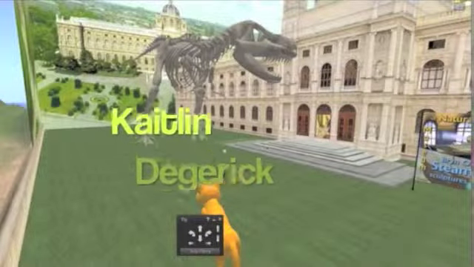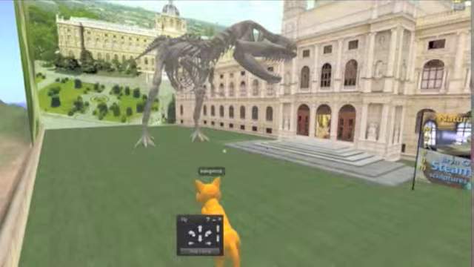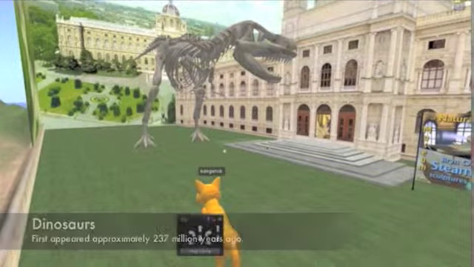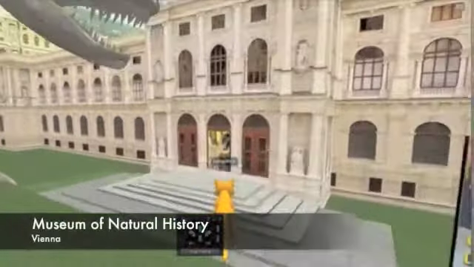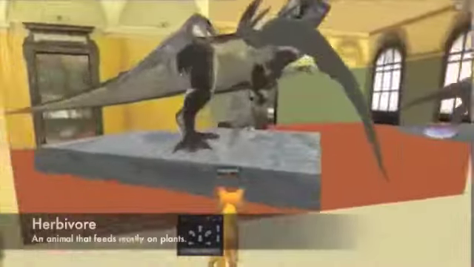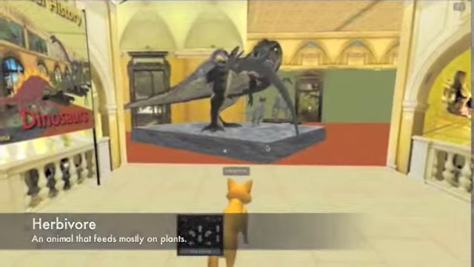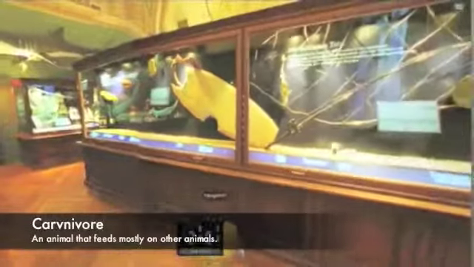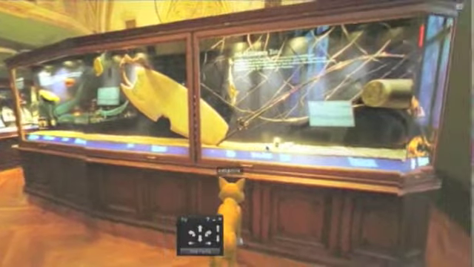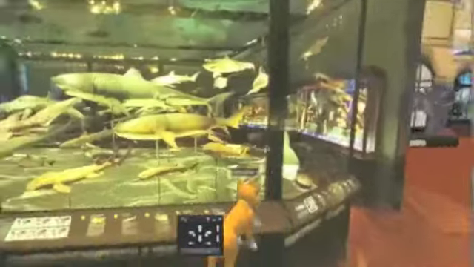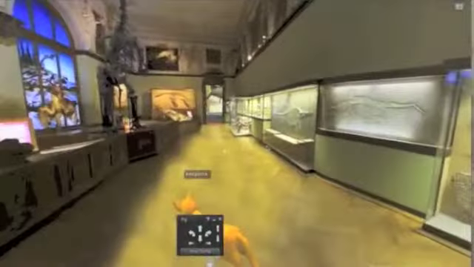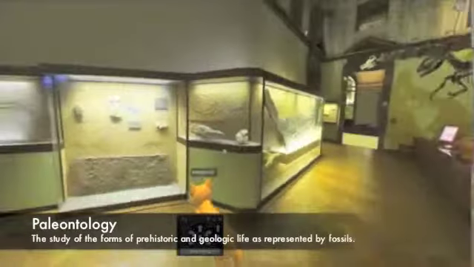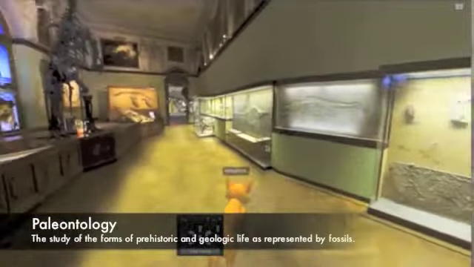Hi, my name is Kaitlin Degerick, and I'm going to be using Second Life as an educational tool to help teach my students about dinosaurs, fossils, and time periods. We're here at the Museum of Natural History in Vienna, and if we go into the museum, you could use things like this to talk about herbivores and carnivores. Here, it talks about the time periods, from about 100 million years ago to current, and things that happen in the ocean. Species of fish that were alive back then and years ago, so you can talk about what fossils show us and how they use them in history.